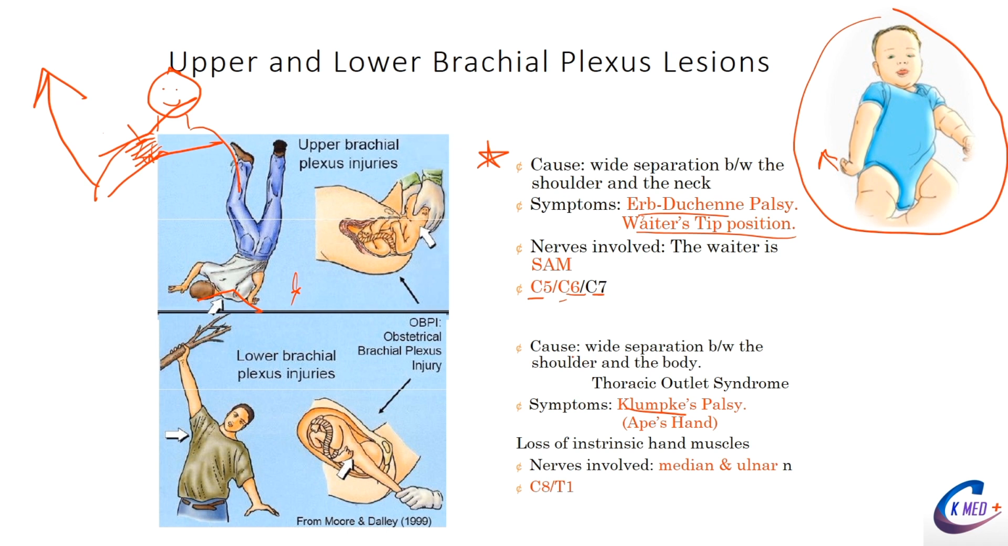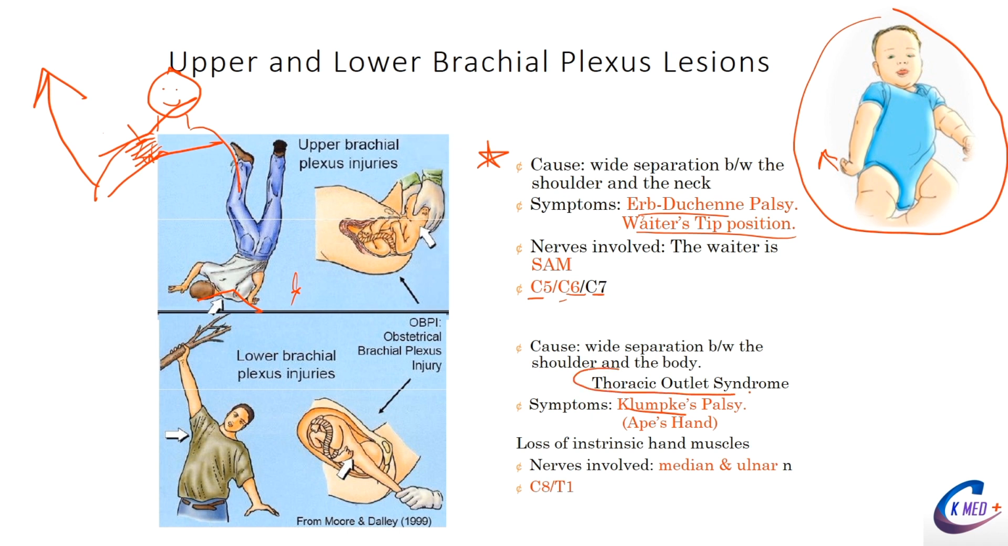And then for the lower one, it's wide separation of the shoulder and body. So that's like someone falling from the building and trying to grab branches as they're falling down through the tree outside their skyscraper or something. Yes, that's exactly how the questions are written. So when you see that, you're going to know what's going on here. In addition, you can also see it in OB procedures when you yank the baby by the arm. This can damage this lower part of the brachial plexus as well.